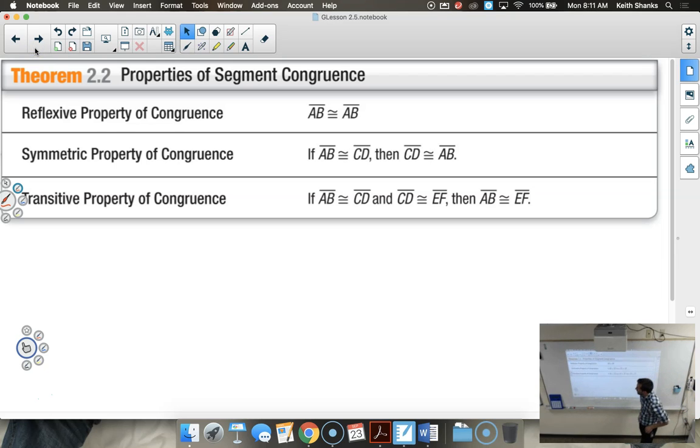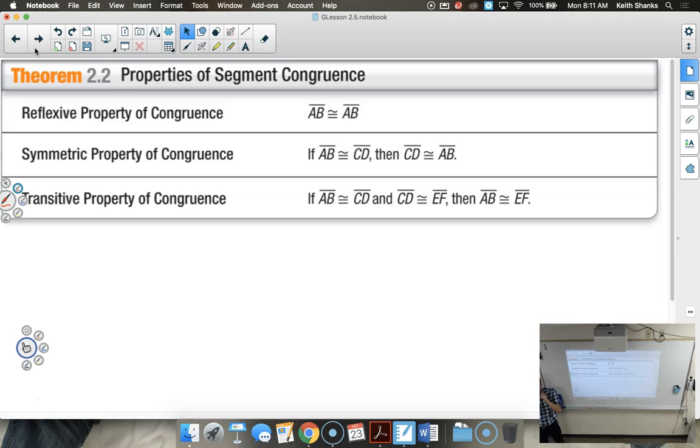All right, some of the other properties. These are congruence. So I said earlier, transitive property works for congruence. You don't have to switch to equality if you recognize there's a connection there. Same thing with reflexive and symmetric. Reflexive property: everything is congruent to itself. This marker is the same size as this marker.